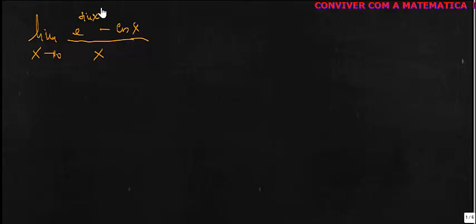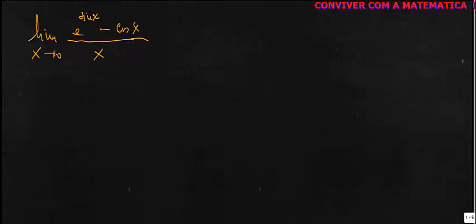Hi my friends, in this video I'm going to calculate this limit. It is the limit when x approaches 0 of this fraction: the exponential of sine of x minus cosine of x over x.